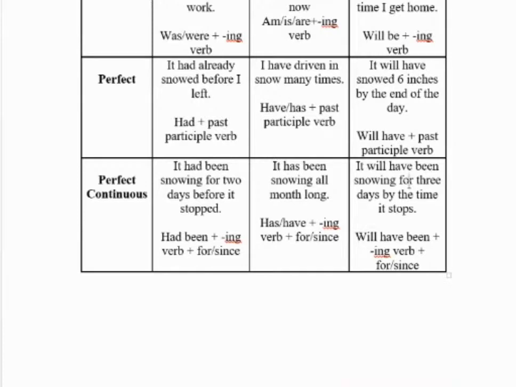When we are talking about the future perfect continuous, we use will have been plus verb with ing, and for and since as adverbs. The sentence: it will have been snowing for 3 days by the time it stopped. So we use this rule: will have been plus verb with ing and the adverb for or since.